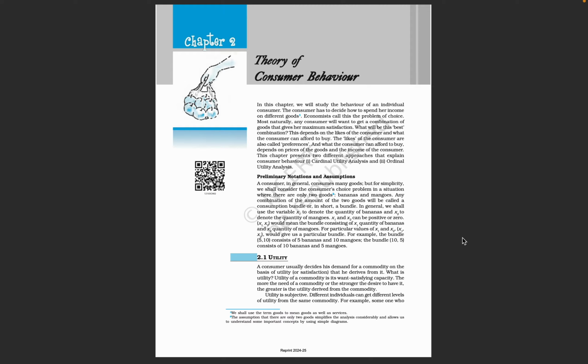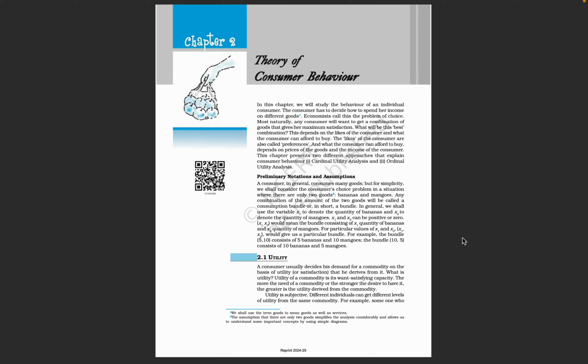Preliminary notations and assumptions. A consumer in general consumes many goods, but for simplicity we shall consider the consumer's choice problem in a situation where there are only two goods, bananas and mangoes. Any combination of the amount of the two goods will also be called a consumption bundle, or in short, a bundle. In general, we shall use variable x1 to denote the quantity of bananas and x2 to denote the quantity of mangoes. x1 and x2 can be positive and 0.